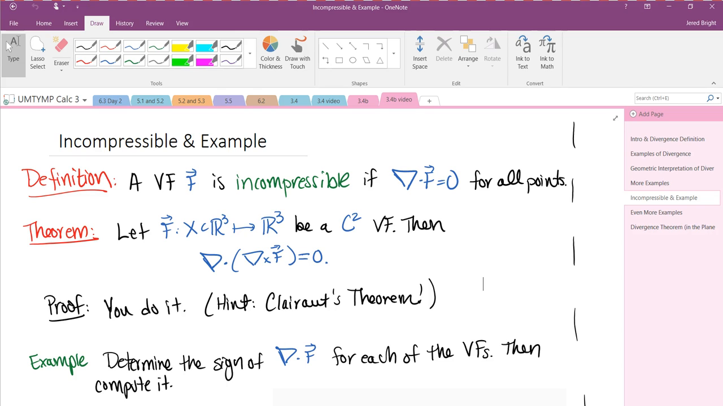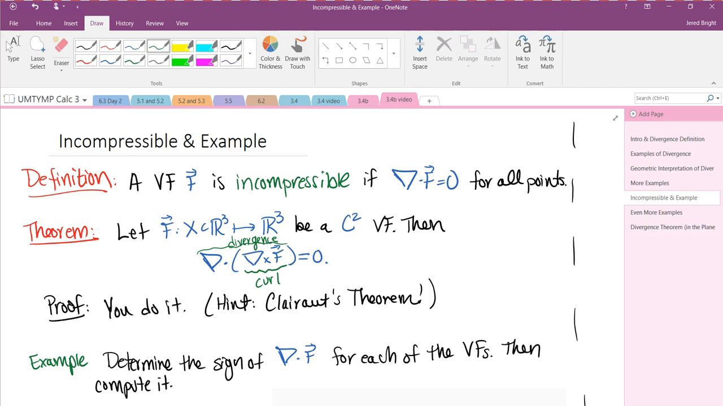An example of where incompressible pops up is that when we look at a vector field, at least in R3, and it's continuously twice differentiable, then if we look at the del operator dotted with the del operator cross F, that's zero. So what we're thinking of is, this in here is the curl, and then we do the divergence of the curl. The whole thing is the divergence. So the divergence of the curl is zero.